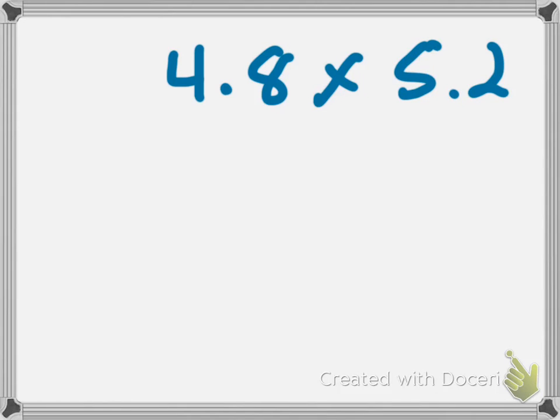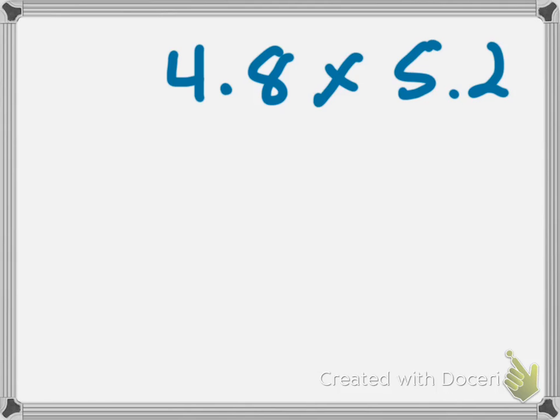In this next example, I'll be showing you how to multiply decimals. When we multiply decimals, it's really very similar to when we multiply normally. The difference is that decimal point. But as long as you estimate first, you'll always know where to place the decimal.